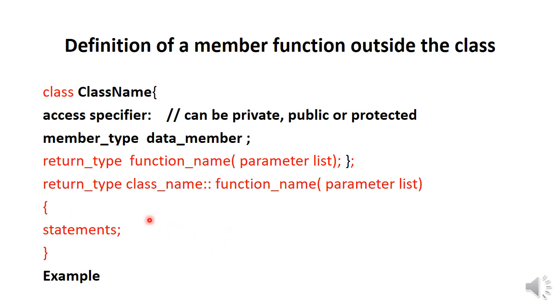You see that the definition of a member function outside of the class involves the use of the scope resolution operator, which always follows the class name. So we have the return type, class name, scope resolution operator, function name, and the parameter list immediately together with the body of the function containing the statements that will be executed so that the member function performs the specific task.